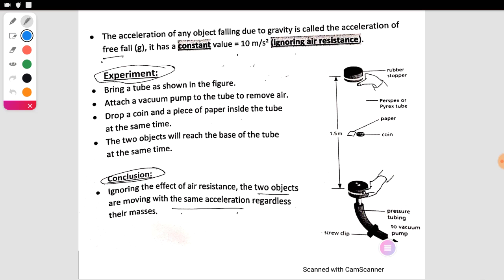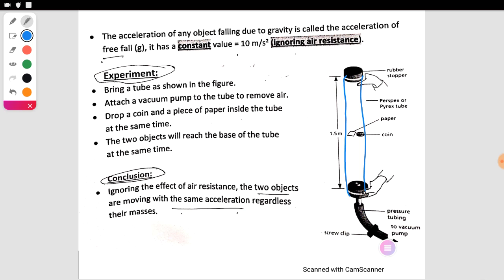An experiment to know the effect of air resistance on two bodies with respect to their masses. If you have a tube, this is a tube of length 1.5 meters, which has two rubber stoppers. Bring a tube of length 1.5 meters.